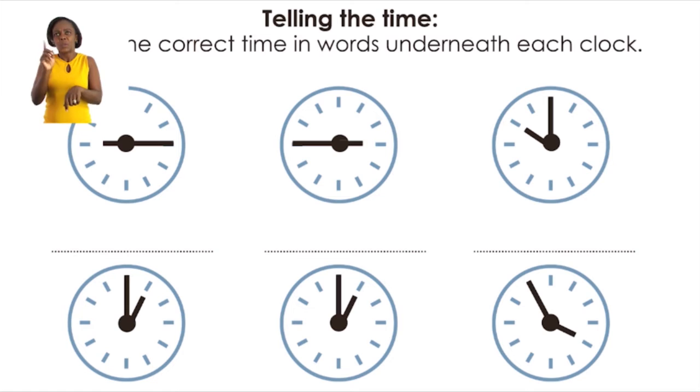Remember, half is on the 6, the long hand. O'clock is on the 12, the long hand. Quarter past is on the 3. And quarter to is on the 9. That is wonderful. Okay, now what should you do?